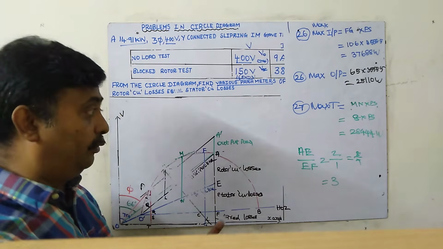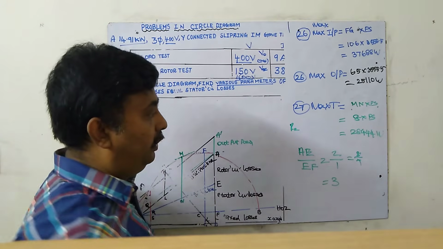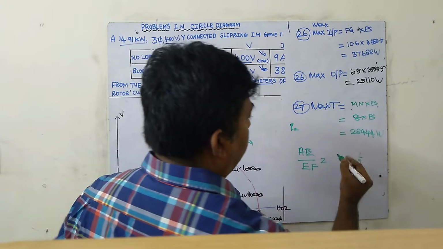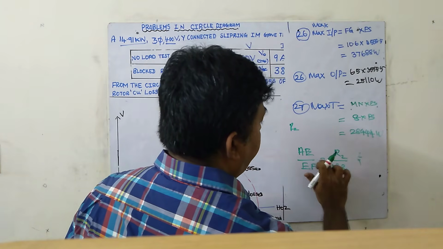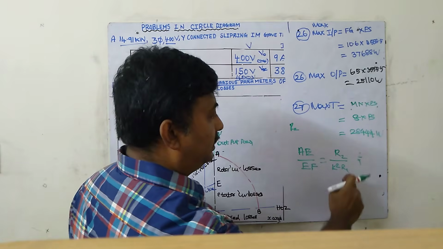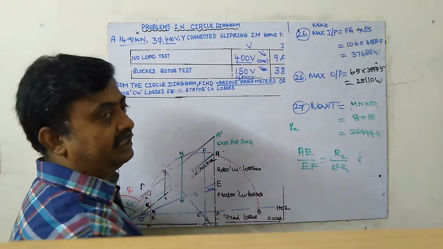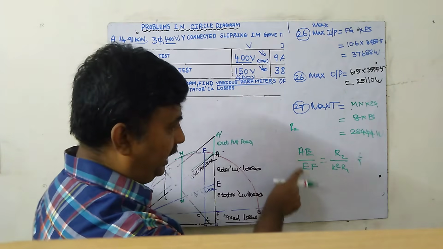Sometimes they will give the R2 value and R1 value. When R2 and R1 are given, you have to use R2 divided by K square into R1. What is K? The transformer ratio. R2 is the rotor resistance and R1 is the stator resistance. These are all for the slip ring induction motor. For the squirrel cage induction motor the formulas are totally different. So it is the same AE by EF only.